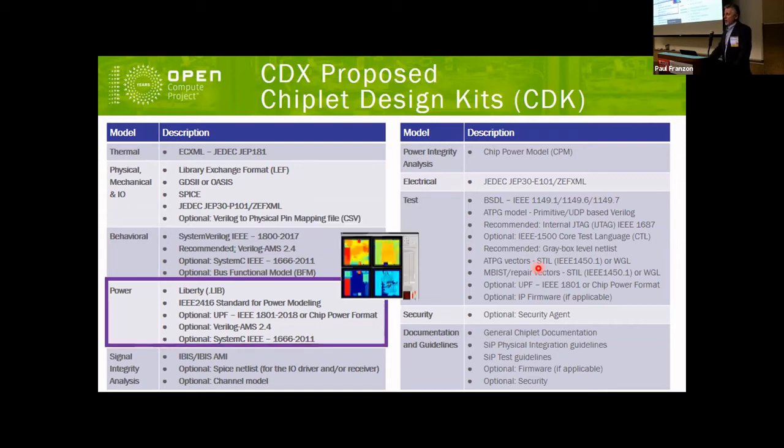So chip power, this is the next area. So chip power models or CPMs are required to support SiP level power estimates. So again, separate chiplet models are requested for each of the different functional modes if the power is significantly different, as well as the test modes.